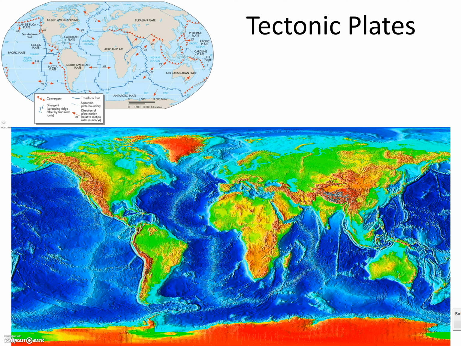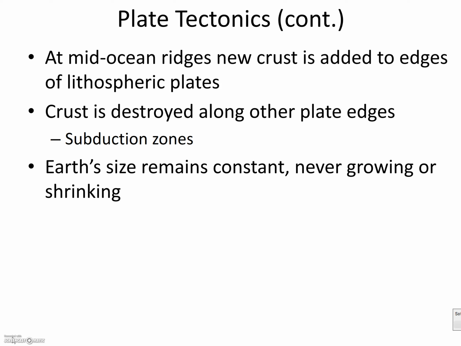At the mid-ocean ridges, new crust is added to the edges of lithospheric plates at divergent plate boundaries. Crust is destroyed along other plate edges at subduction zones at convergent plate boundaries. The Earth's size remains constant, never growing or shrinking.